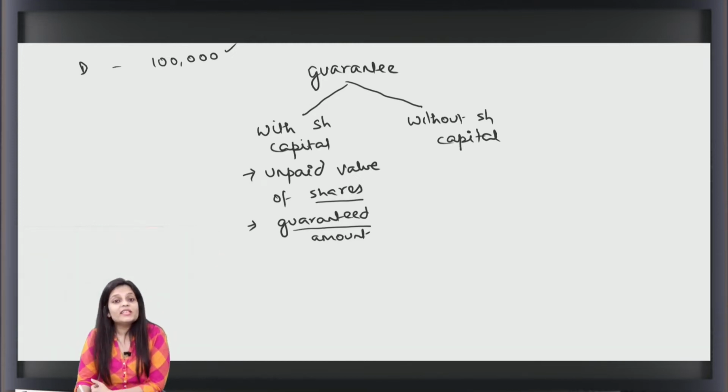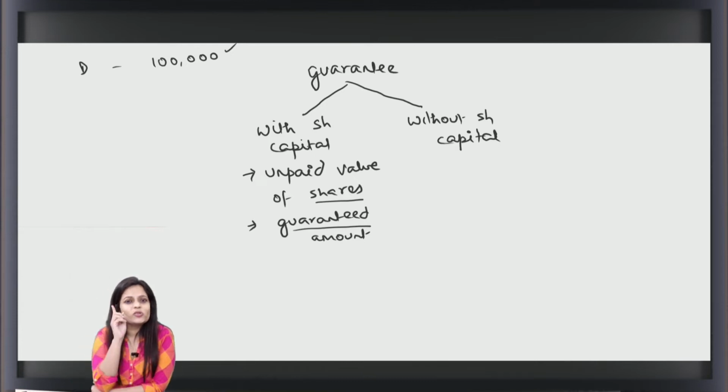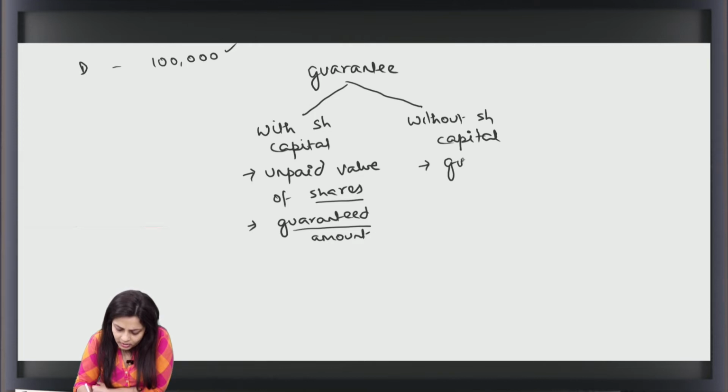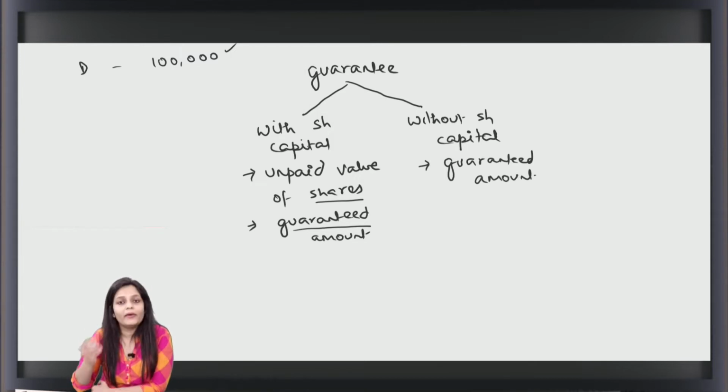Now, if it is without share capital, can we say there is only single liability? Why single liability? The liability is only for the guaranteed amount. And again, single liability. Why? Because this amount can be called up only during the course of winding up.